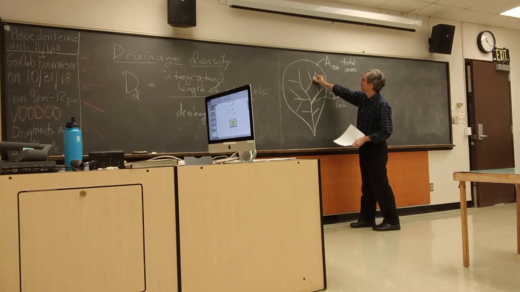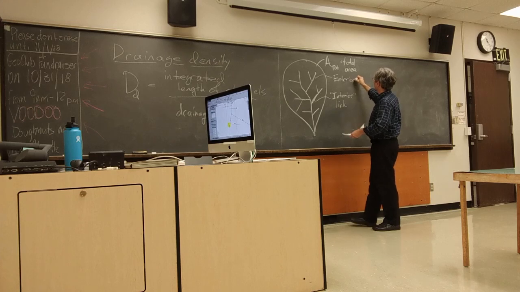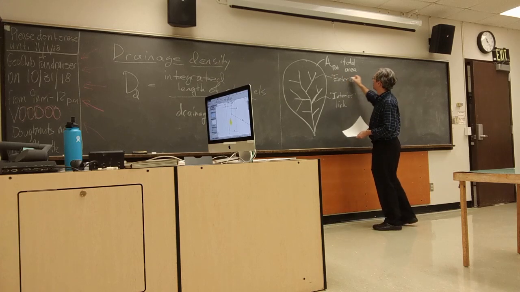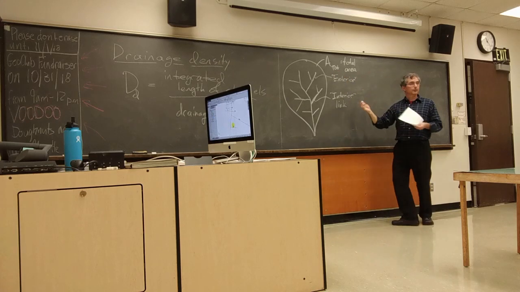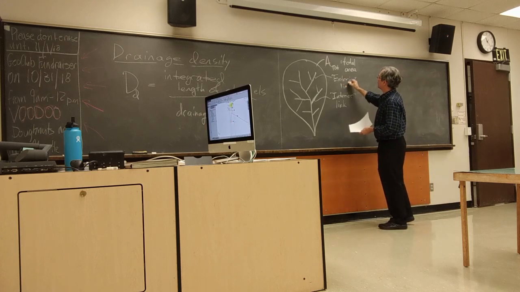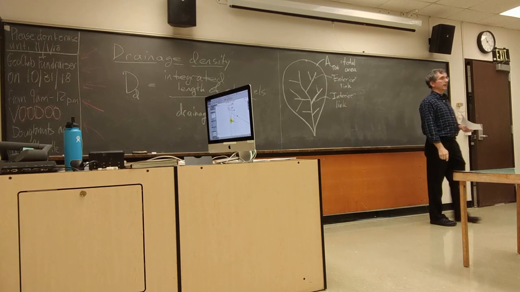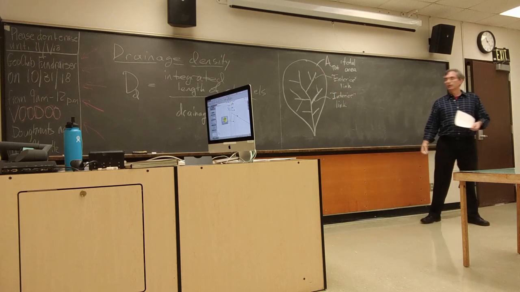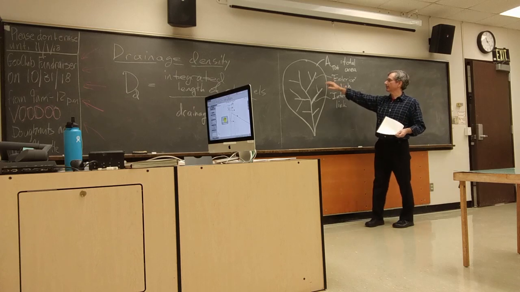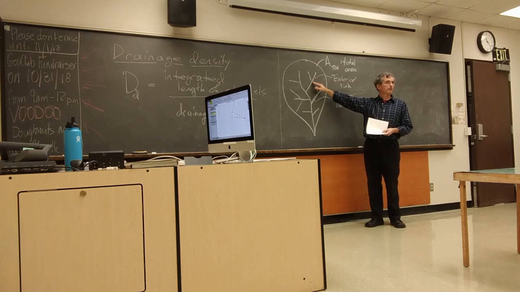We can also define an exterior link because not all of our pieces of channel have confluences on both ends. Some of them have their upstream end as the channel head. And so the exterior links are those that are defined by the channel head at the upstream end and a confluence at the downstream end.